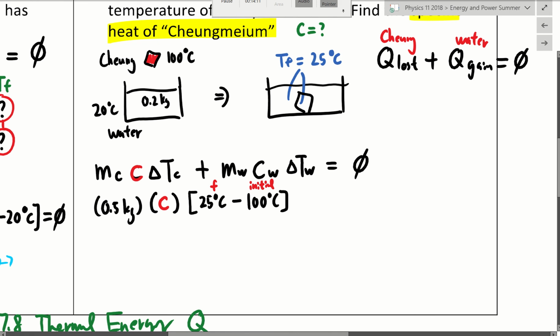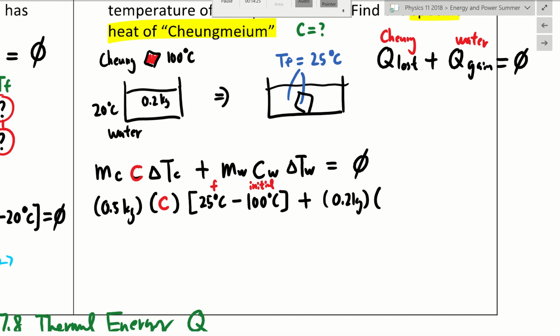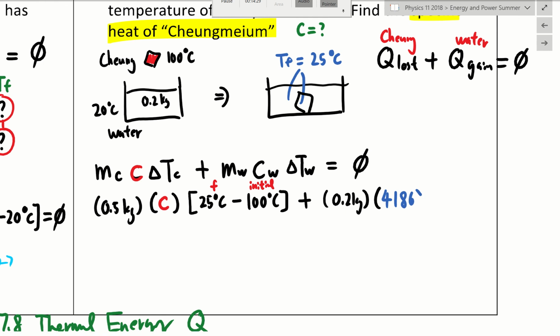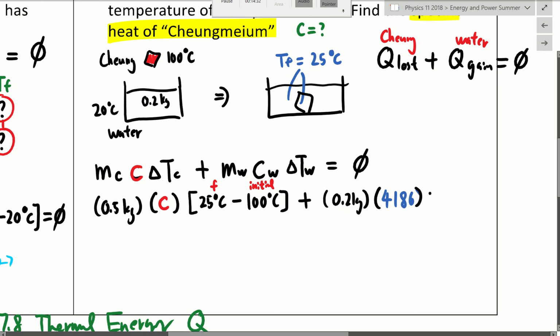Now, oops, not an equal sign. And then I add mass, which is another one. In this case, the water is 0.2 kilogram again. And water specific heat, this number I remember, 4,186. Water is used quite frequently, so a lot of people memorize it. 25 degrees Celsius minus, initially it was 20 degrees Celsius, equal to 0. Okay, so remember in this equation, everything is equal to 0.